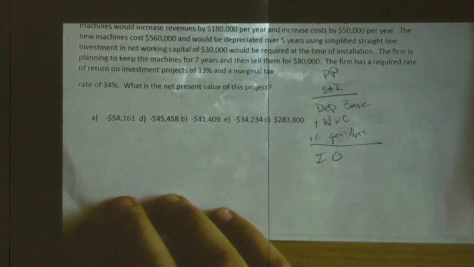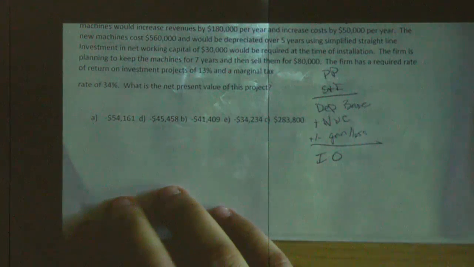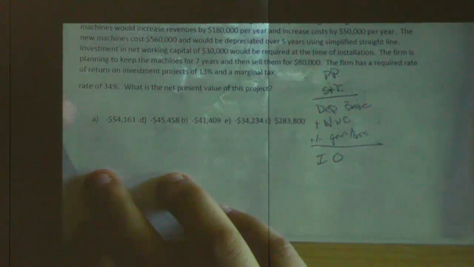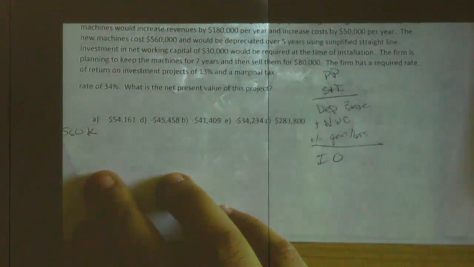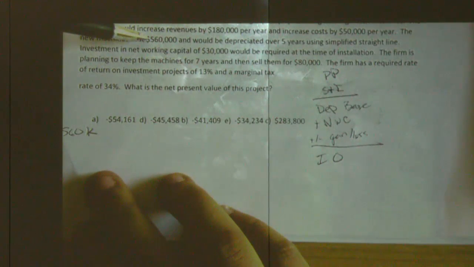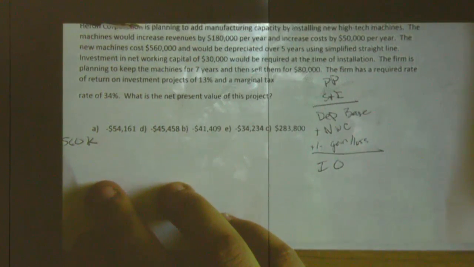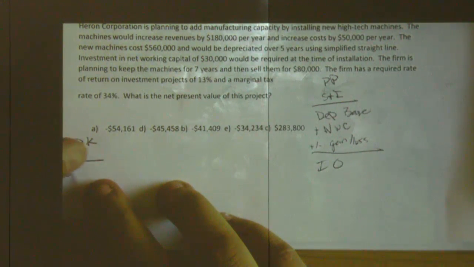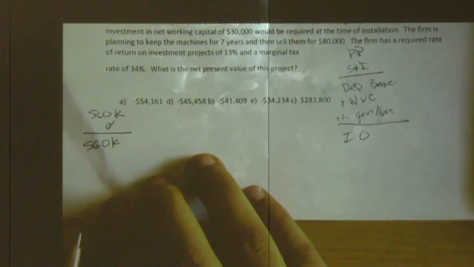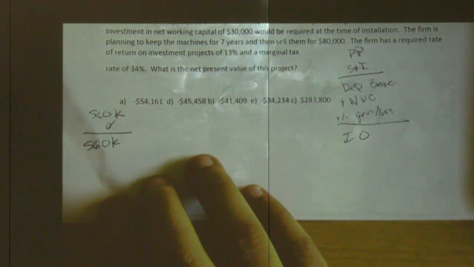So you're going to purchase this thing for $560K. It doesn't say anything about that, so we don't have to worry about adding that. So that's kind of like a 0. So your depreciable base would be 560. Now this 560 is important because we're going to use this for our depreciation for our annual cash flow. All right.